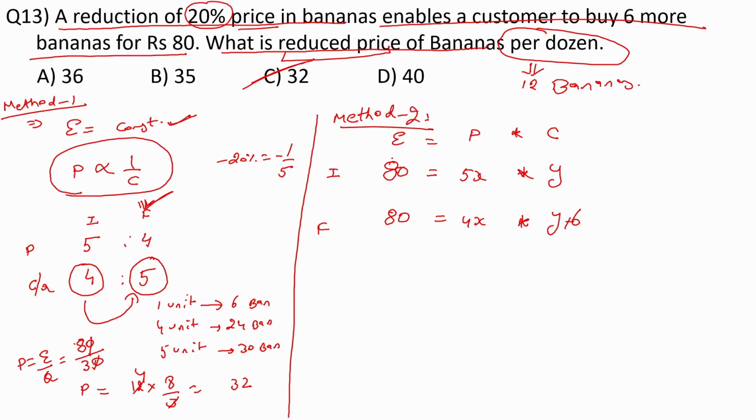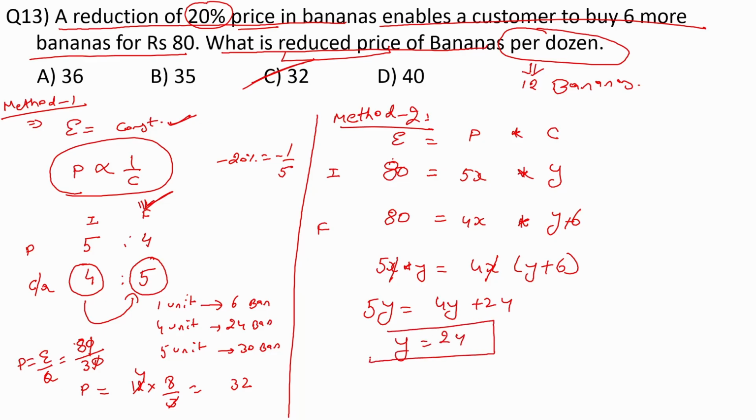So as the LHS is equal, I would equate the RHS. So 5x into Y equals 4x into Y plus 6. The x gets cancelled on either side. 5Y equals 4Y plus 24, so Y equals 24. So the value of Y is 24 and the value of Y plus 6 is 30.